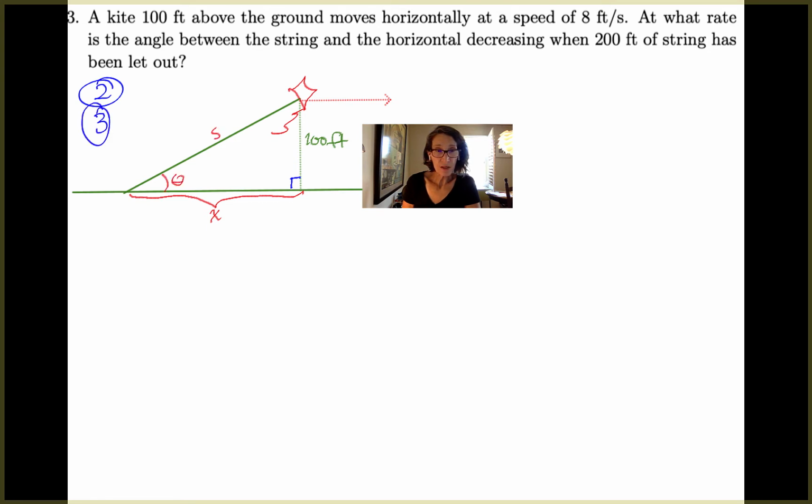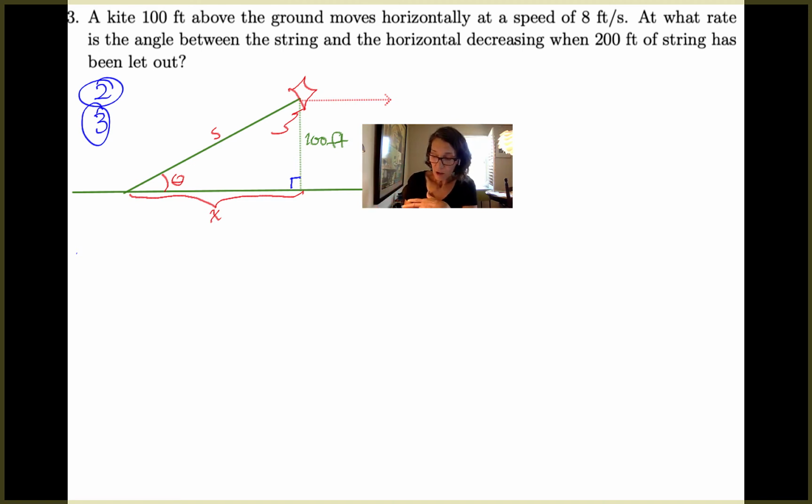So this is step 3. And the last thing that's changing is the length of the string. So I call the angle theta, and the length of string s, because the string is being let out, so that s is changing. Everything in the picture that changes gets a variable, not a number. So we're not putting a 200 in that picture at all until later. We're going to draw a different picture, which will represent the snapshot of the moment when 200 feet of string had been let out. At that very moment, boom, we're going to draw a picture of what it looks like then.